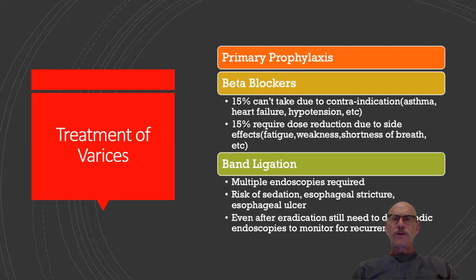So we talked about each technique, beta blockers versus banding, having some pros and cons. Let's talk first about beta blockers. It turns out that about 15% of people cannot take beta blockers because they have a contraindication, meaning a strong reason that they should not be using the medication, such as asthma, congestive heart failure, or extremely low blood pressure. Of the patients who do go on beta blockers, about 15% will require dose reductions due to side effects, which can include fatigue, weakness, shortness of breath, low blood pressure, or low pulse rate.